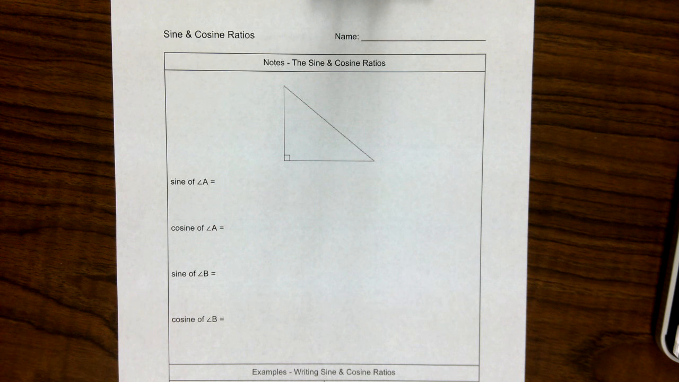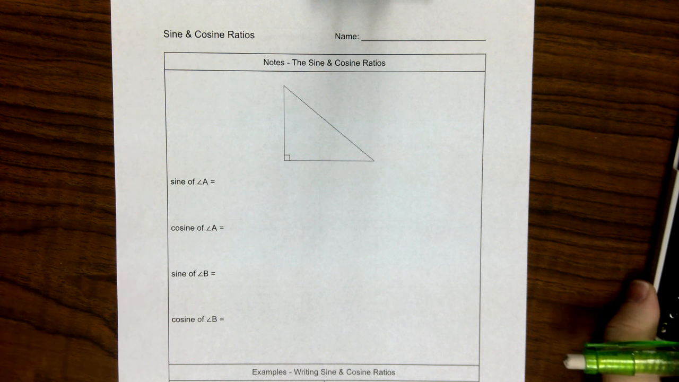Alrighty, guys, so we're going to continue on. Friday we talked about the tangent ratio, and today we're going to talk about his friends, sine and cosine. The setup for the notes is going to be kind of similar, so we're going to define what sine and cosine are, and then we'll write those ratios, and then we'll use them to find the missing side and the missing angle. Okay?